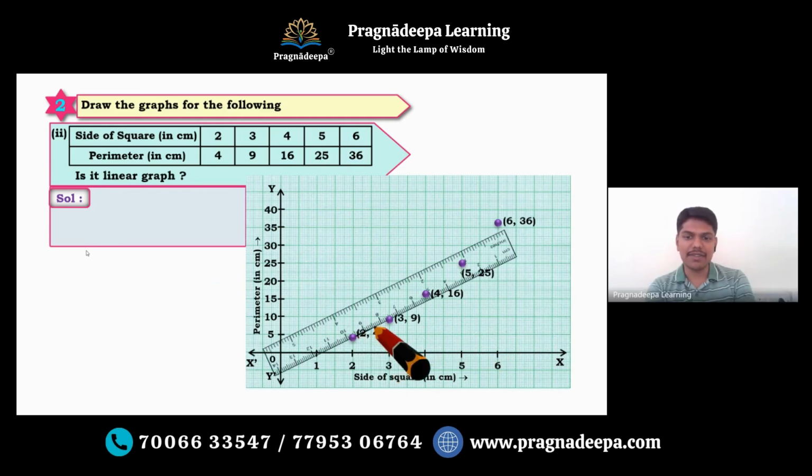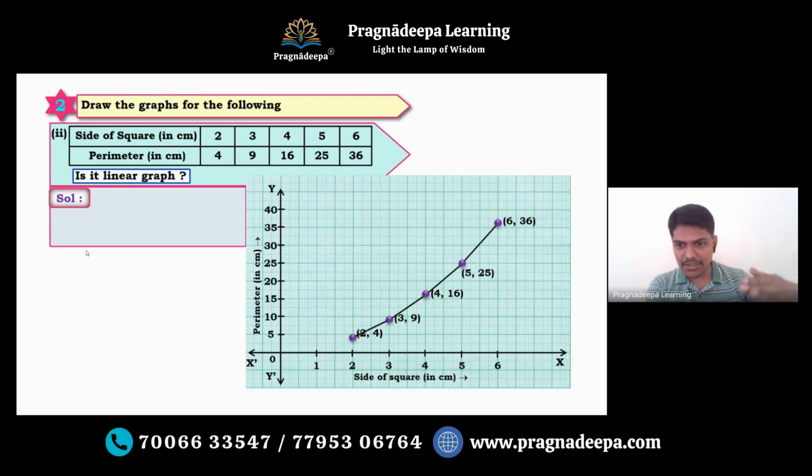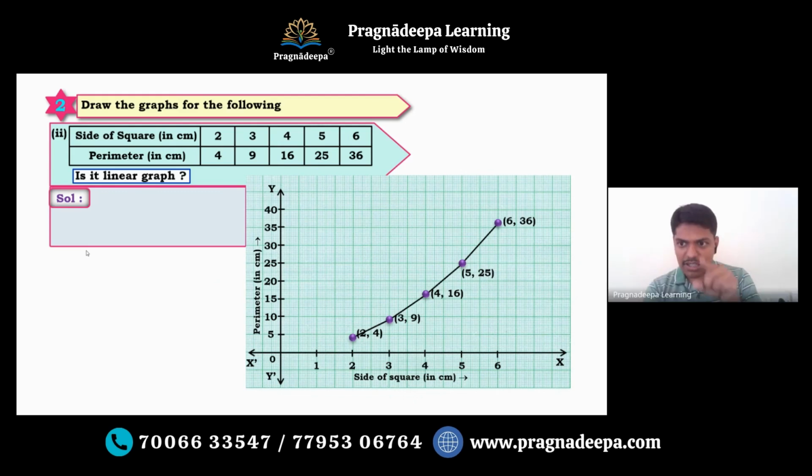No, they are not linear, because if I join them, all the points are not lying on the same line, correct? You can see a different shape. Yes, sir. It looks not straight.